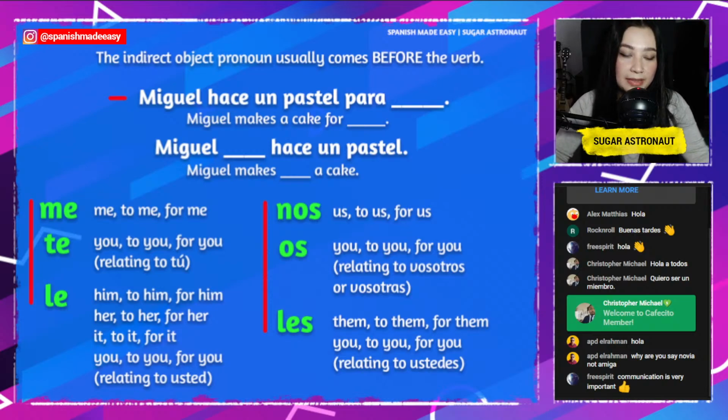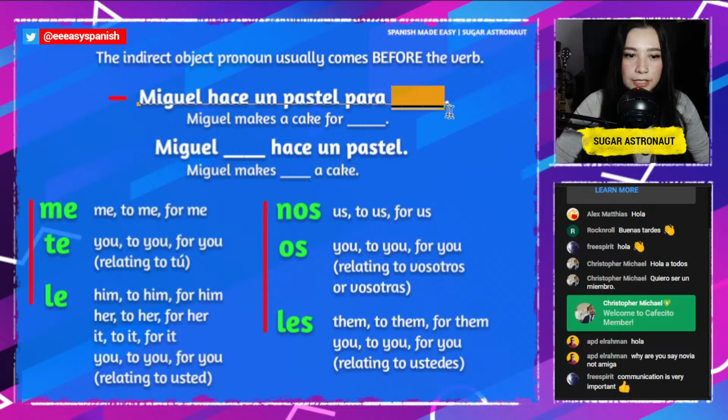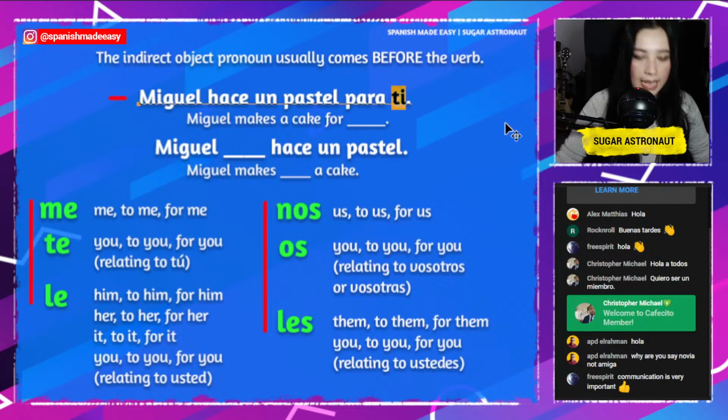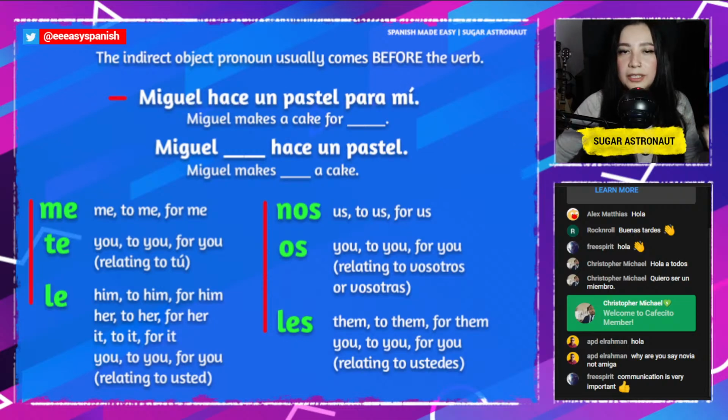So we're talking about the indirect object. For example, it's very often to see something like para mí. Miguel hace un pastel para mí. We will talk about mí in a future lesson. That's a pronoun as well. But let's just focus on the indirect object pronouns for now. Miguel hace un pastel para mí. That means Miguel makes a cake for me. You're essentially saying that, okay?